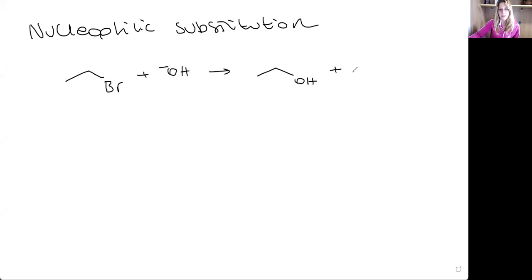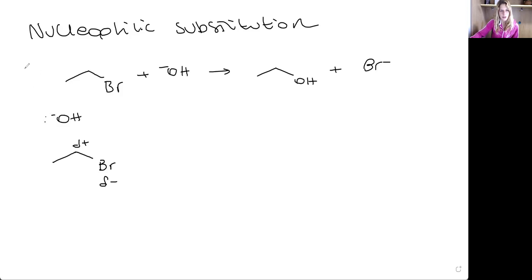Okay, but we need to think about the primary, secondary, and the tertiary classification of the haloalkanes. Okay, because the mechanism goes in theory like this. So let's take this example of bromoethane. We have the carbon, which is our electrophile. Bromine is slightly negative. And we have the hydroxide, that is our nucleophile.